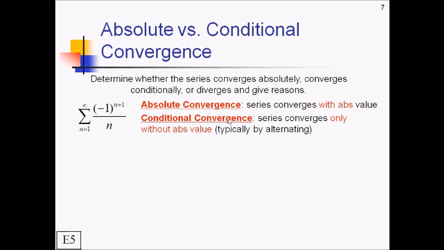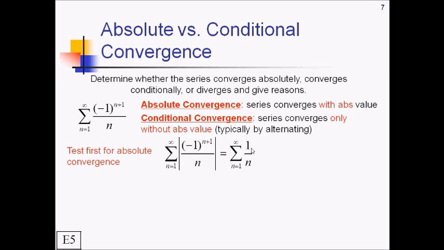So when we're trying to test for absolute versus conditional convergence, we're going to start by testing for the absolute convergence. Because if it converges absolutely, it can't converge just conditionally. We don't care about this piece if we already know it converges absolutely. So we're going to test for absolute convergence first. We're going to consider this series with no alternation in it. So just 1 over n is what this is going to come out to. And we see that this series here is the harmonic series, so it diverges.